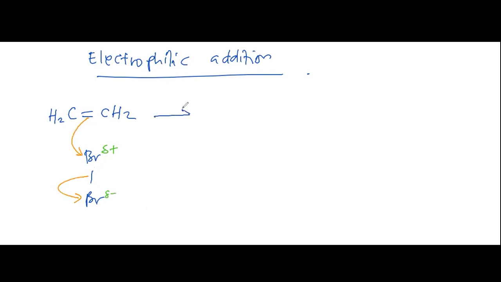Do you still remember what the product is then? One Br will make a new bond with the C. Since this is a symmetrical alkene, you can choose either C. So let's say I choose this one. So this CH2 is positively charged.